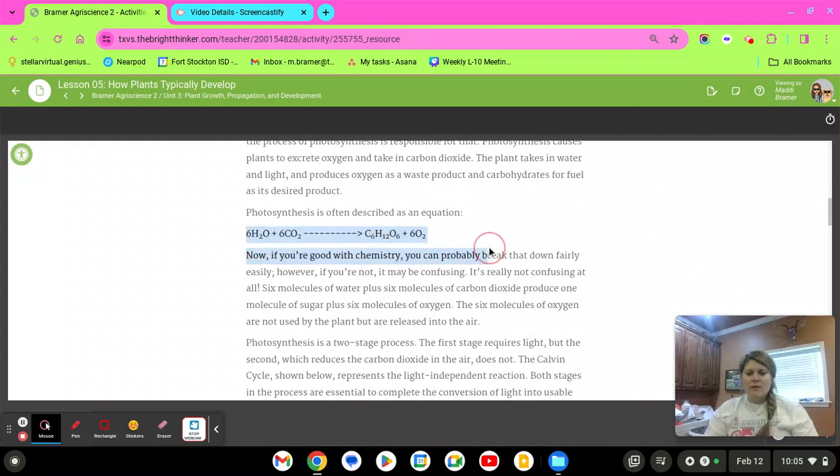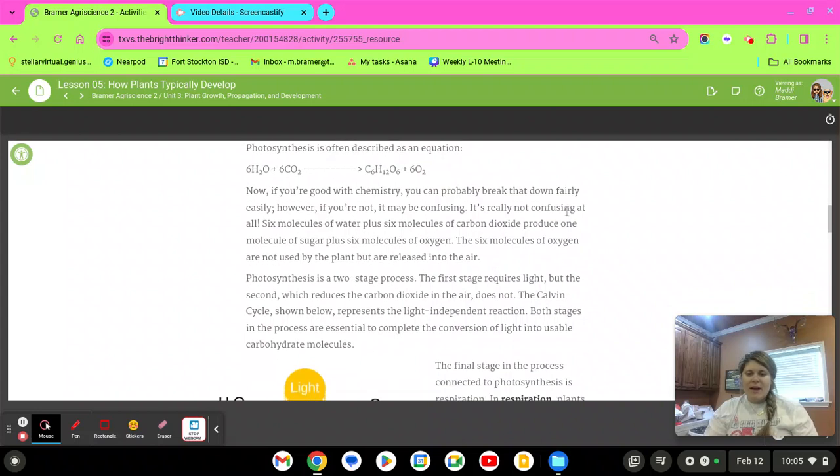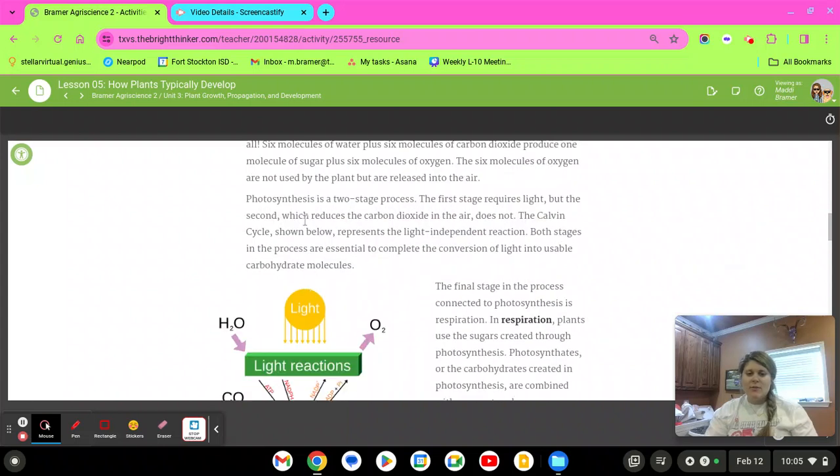Here's the equation for photosynthesis that you've probably learned or seen somewhere before. If you're good with chemistry, you can break this down. It's not that confusing. This just means 6 molecules of water, H2O is water, plus 6 molecules of carbon dioxide. That's going to produce 1 molecule of sugar, which is this, plus 6 molecules of oxygen. The 6 molecules of oxygen are not used by the plant, so that's what they release. They are going to take in carbon dioxide and turn it into oxygen. That's why they're so beneficial for us.